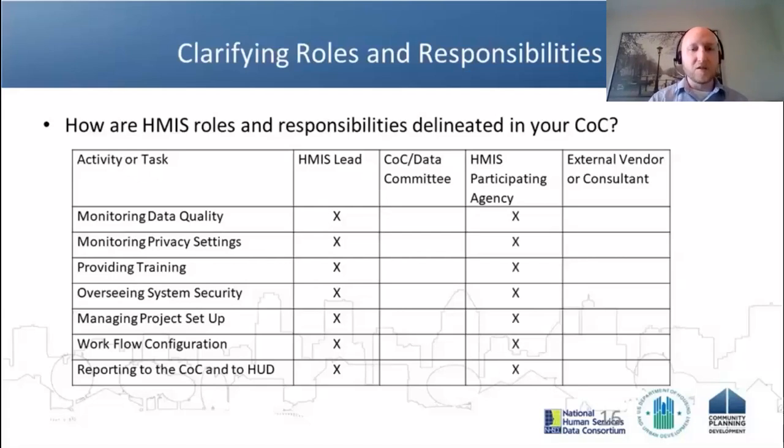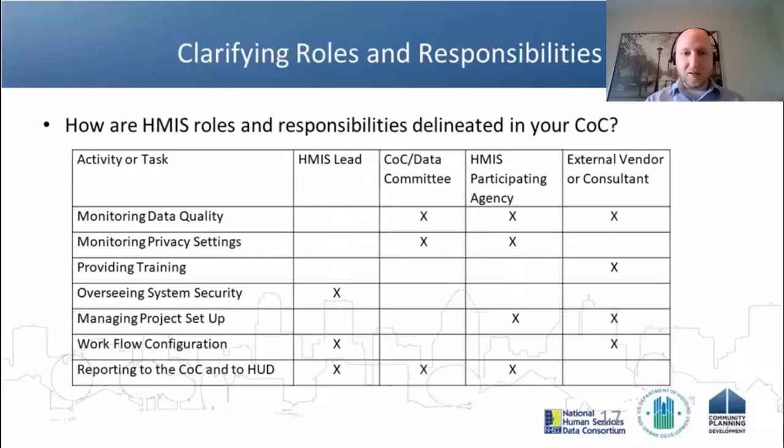Oftentimes we might see something where the roles and responsibilities are more clearly defined as shared. They might be common to both the HMIS lead and participating agencies. We see some communities build out the role of an agency administrator to do a lot of the work directly with their end users that the HMIS lead might set standards for. That's a perfectly reasonable, perfectly common, and acceptable model. There's really no one right or wrong way to operate this.